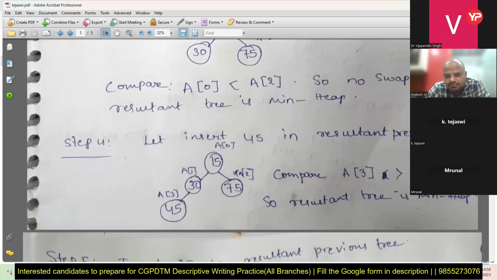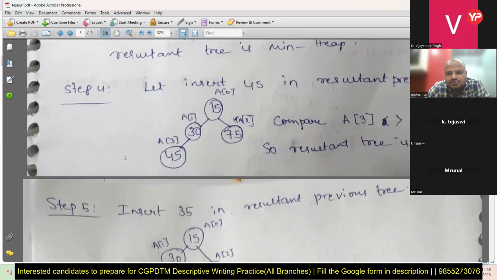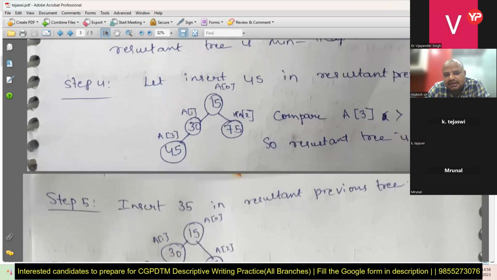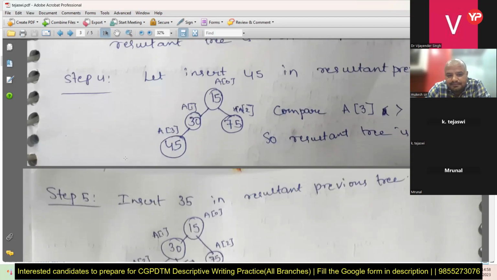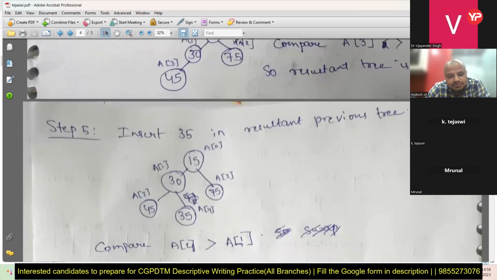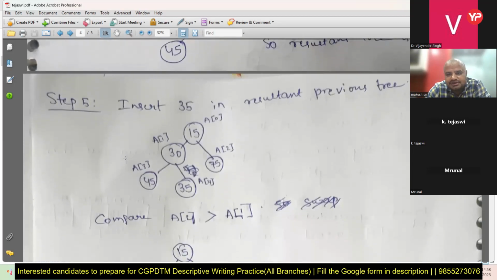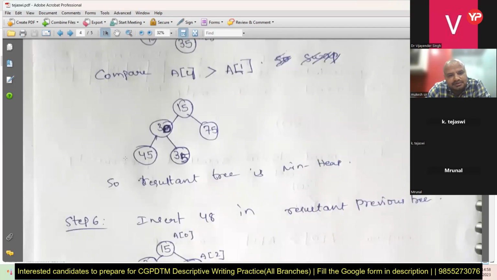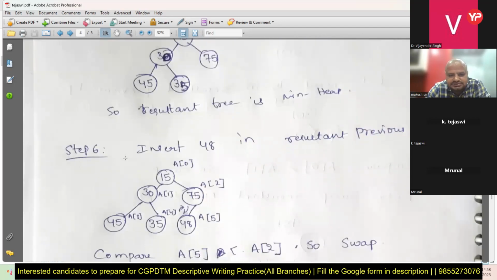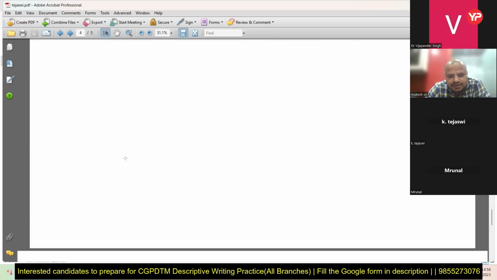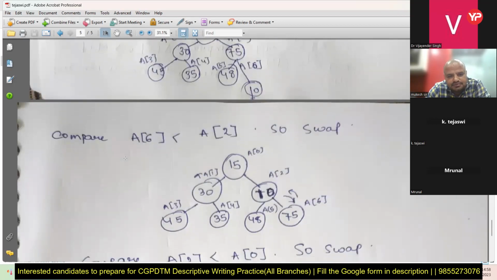So do one thing. If you are making the diagram at the left hand side and operation information at the right hand side, like compare a of 3 greater than, you are cutting something here. So don't do like that. Keep in mind all those points. Next step 5, resultant previous tree, very good. Now you're doing comparison. Again, some cutting is there, so avoid all this stuff. And finally, good, very good.